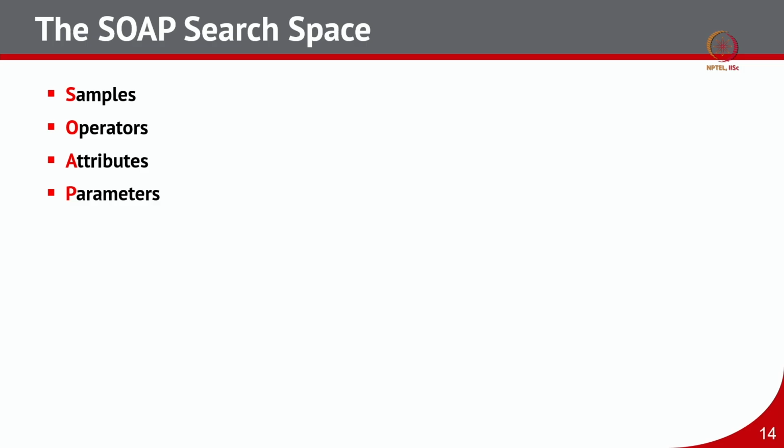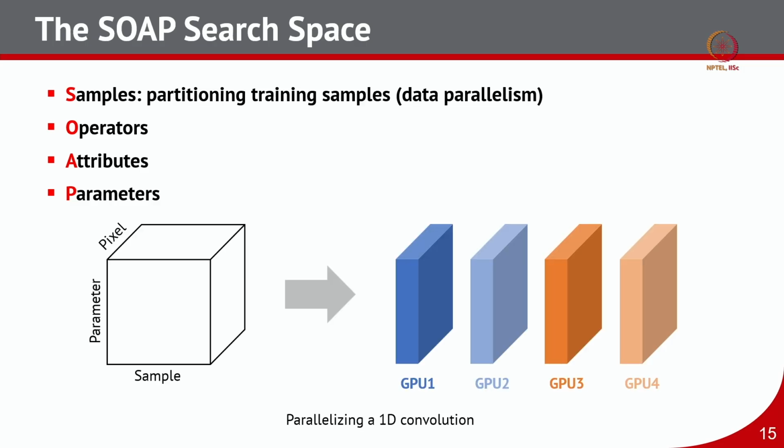They named the search space SOAP: samples, operators, attributes and parameters. So, that is the SOAP search space. Sample is nothing but partitioning the training samples. If we have a large number of training samples, then we can partition them into different segments or buckets, and then have different GPUs operate on those training samples. So, that is the data parallelism, right, that we have discussed already.